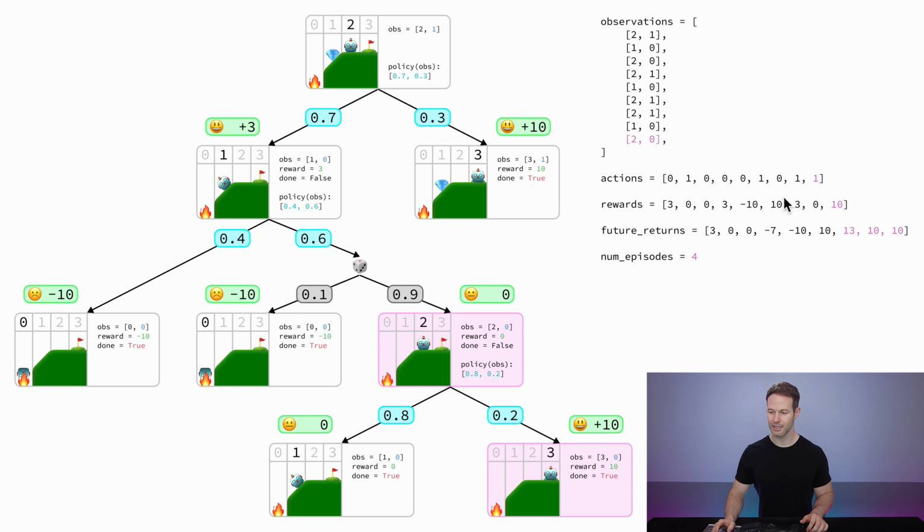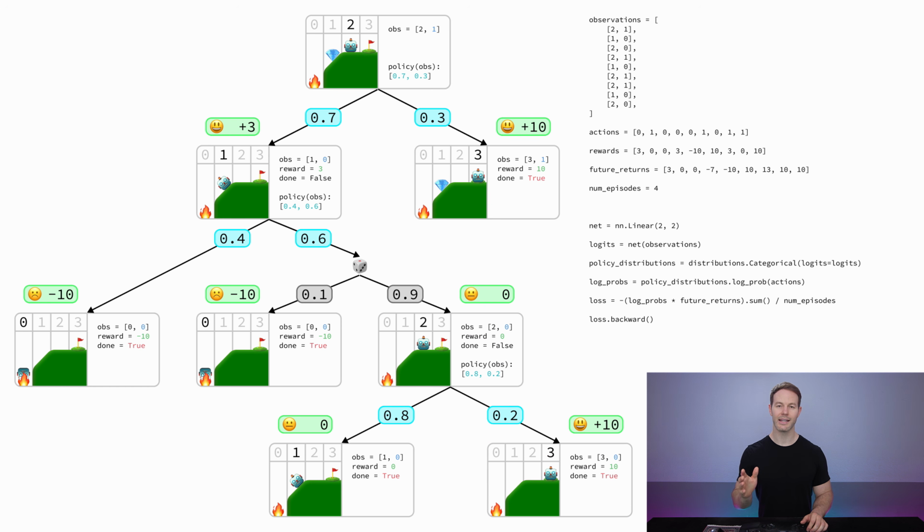So 13 is going to be the 3 plus 0 plus 10, 10 is going to be the 0 plus 10, and this 10 is just this 10. And then we increment number of episodes. So we've collected 4 episodes, and in practice, you may want to collect more than 4 episodes, but we'll just keep it simple and just work with these 4 episodes we collected.